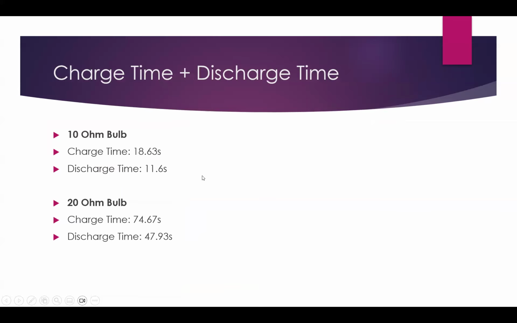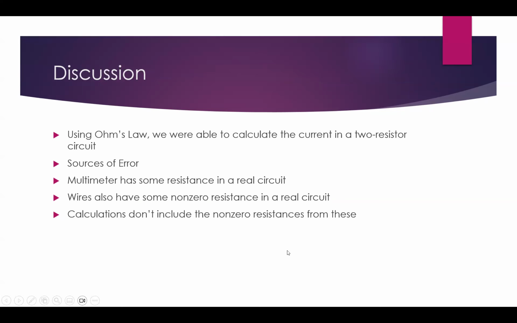The relationship between resistance and charging time and discharging time is that the more resistance there was in the resistor, the more time it took for the capacitor to charge and discharge. For the 10 ohm light bulb, it only took 18.63 seconds for it to charge, but for it to discharge, it took 11.6 seconds. For the 20 ohm bulb with more resistance, it took 74.67 seconds to fully charge and 47.93 seconds to fully discharge, which is more than the 10 ohm light bulb.